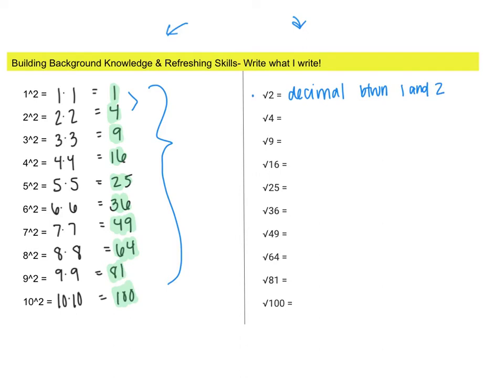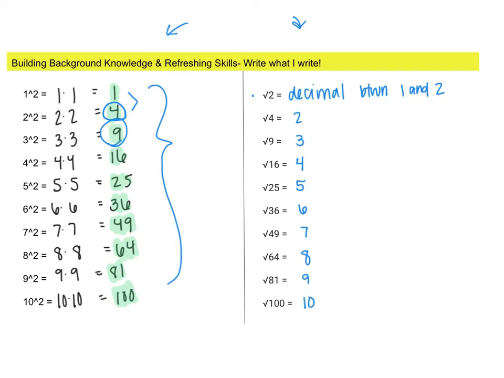We're going to get into this a little bit more today. I just want to include that as our first one. But the rest, these are perfect squares. The square root of 4 is 2. 2 times 2 equals 4. So if we're taking the square root of that, it is 2. Square root of 9 was 3. 16, 4. 25, 5, 36 is 6, 49 is 7, 64 is 8, 81 is 9, and 100 is 10.